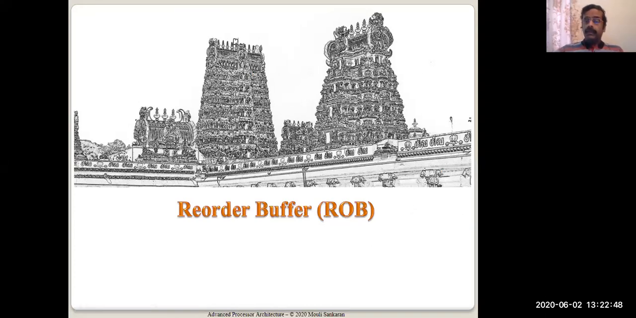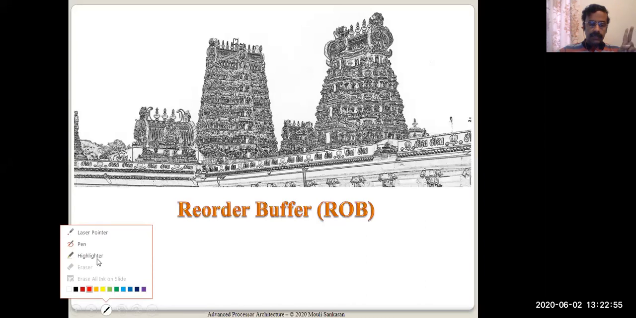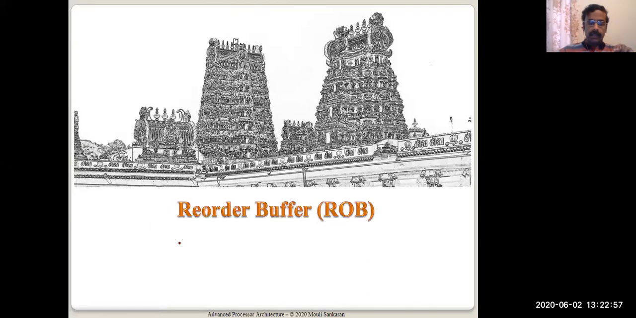So today we will cover two more concepts. One is reorder buffer and speculative execution. Now, what is reordering? When you reorder something, you are actually disturbing the order. If I give you a set of numbers 1, 2, 3, 4, 5, and then I tell you to reorder it, you will do it 5, 3, 2, 1. Something like that.